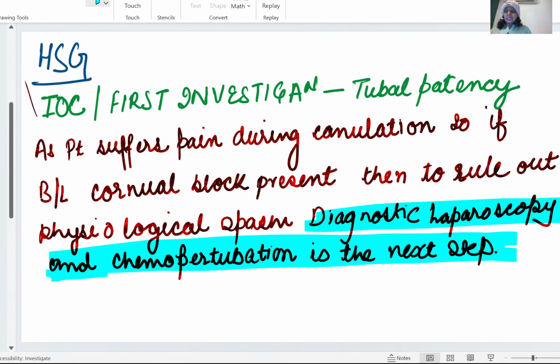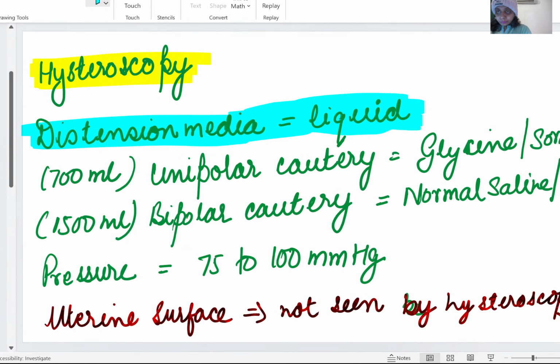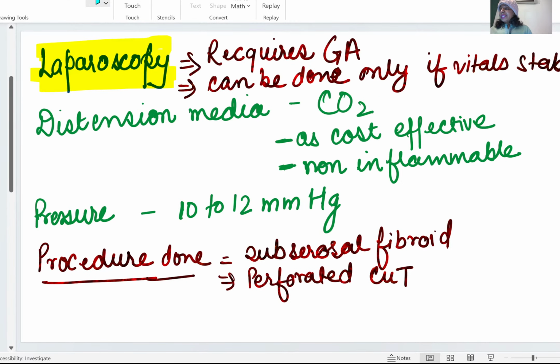Now let us study. What is the distension media in laparoscopy? When we distend the peritoneal cavity to see it and to operate in it, what is the distension media?